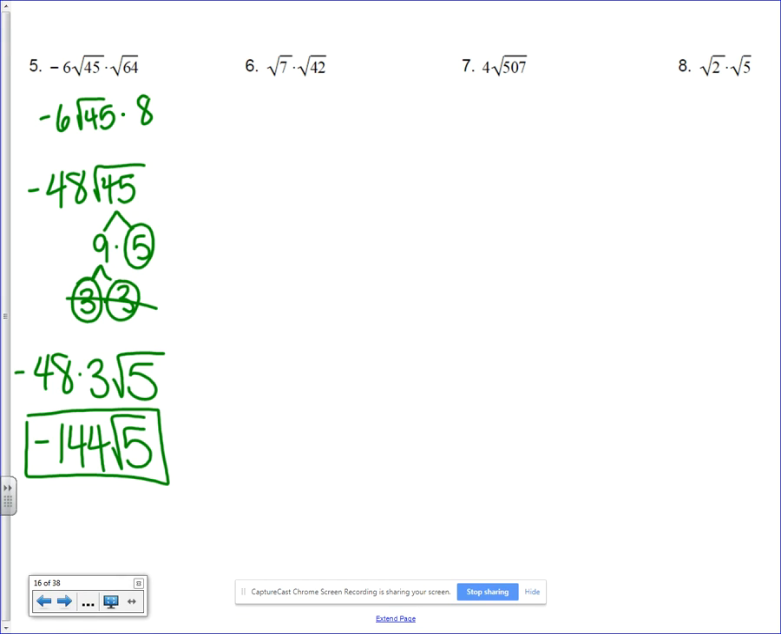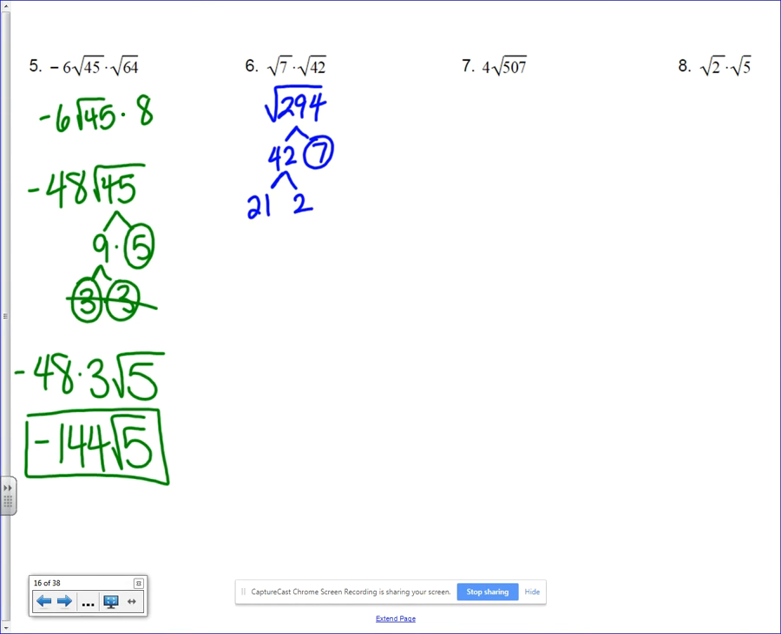Okay. Number 6. Any coefficients to multiply? Any perfect squares to deal with right off the bat? So now you have to multiply them together. What do you get? All right. Is that perfect by chance? Nope. So let's break it down. Now, folks, we just multiplied something together to get that, right? So you can do 42 and 7. And the 7's done. What does a 42 break into?